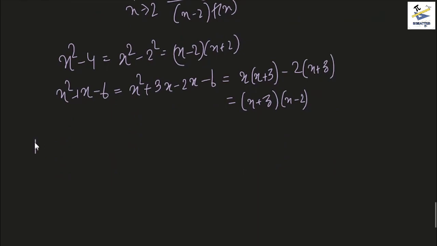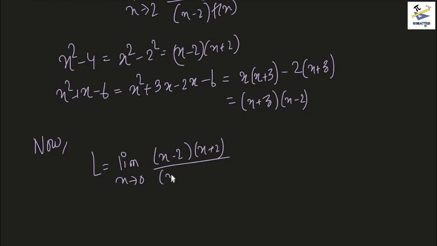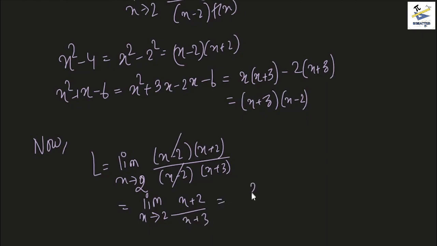Now the limit L becomes limit x tends to 0. In the numerator we have x minus 2 into x plus 2, and in the denominator we have x minus 2 into x plus 3. And I think the limit was x tends to 2. So after cancelling the factors, we get limit x tends to 2 of x plus 2 by x plus 3. This would give me 2 plus 2 by 2 plus 3, and this should be 4 by 5 or 0.80. This is the answer to the question.